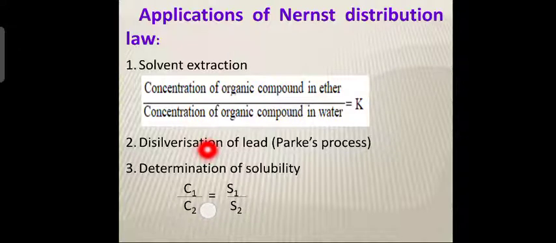Now argentiferous lead obtained during the extraction of lead contains some silver, traces of silver. From this, silver can be extracted as follows. How do you extract silver? Molten zinc is added to molten argentiferous lead. So you melt the argentiferous lead, you get the molten form. To that you add what? Molten zinc. Molten zinc and molten lead are immiscible.